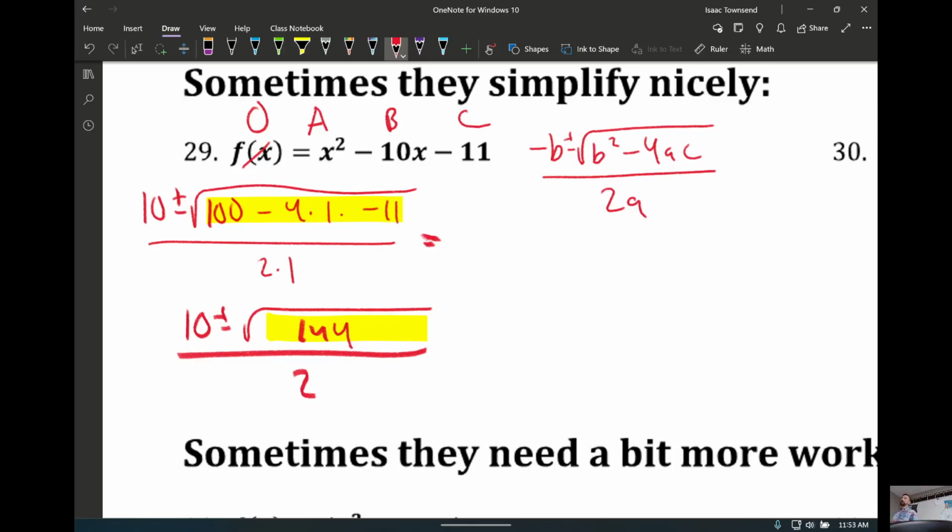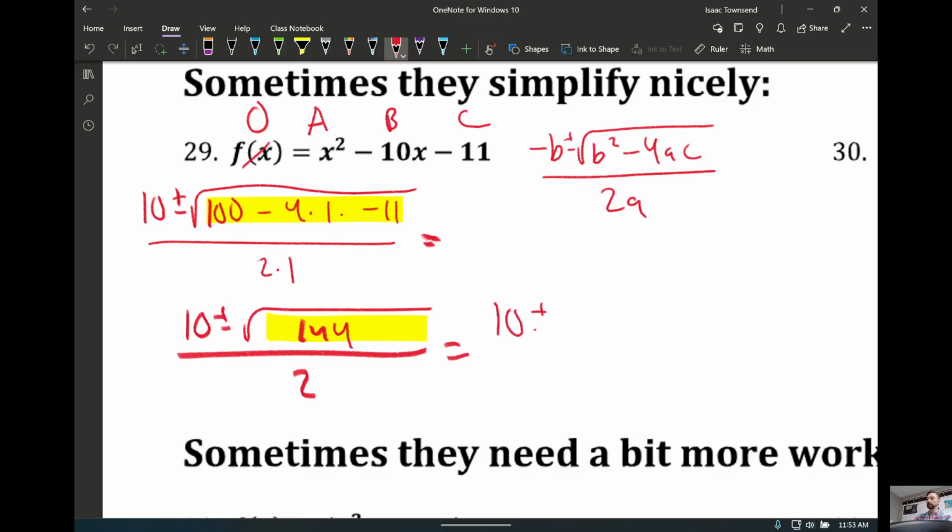Now on the back page, they might be messy enough that you might need a calculator, but at least try it first without a calculator. Okay, now the reason I said that this is as nice as the quadratic formula is going to get is because it depends on the discriminant. The discriminant determines what your answers look like and how hard it's going to be.